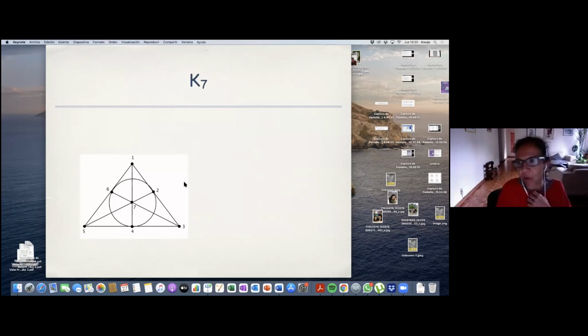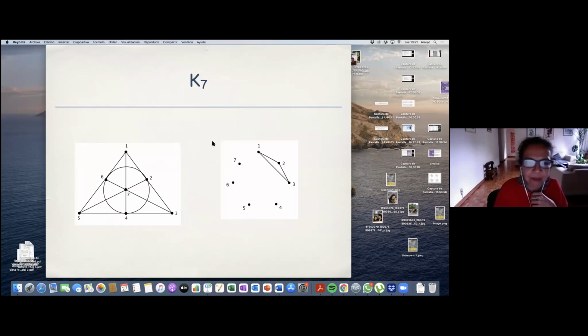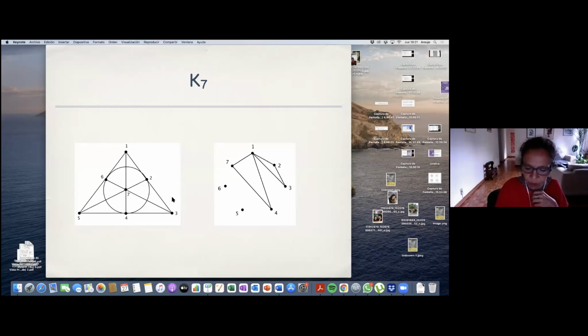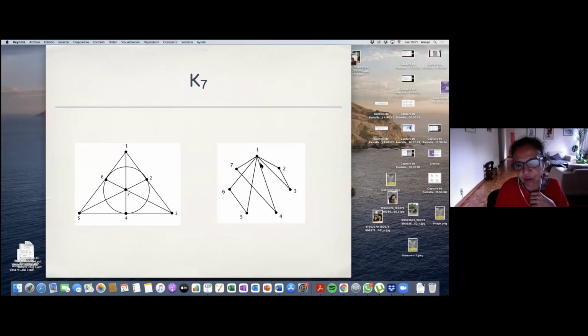Let me also show an example. You have here the Fano plane, and we will partition the edges of K7 into triangles. Let me see. If you have this line, immediately in the complete graph you have this triangle. The next line that you have is the line 174, and immediately you have this triangle. And the next line is 165, and you have immediately this triangle.